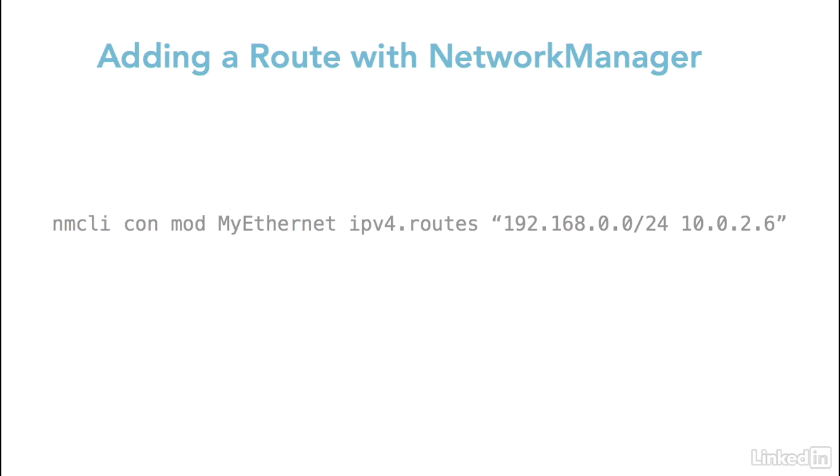The setup in Network Manager will look like this: nmcli con mod, your connection name, and then the new directive ipv4.routes, and then in double quotes, 192.168.0.0/24 for that network, space, the IP address of our router or gateway. It's important that you put it in double quotes because you're passing along 2 arguments instead of just 1 like we're accustomed to.